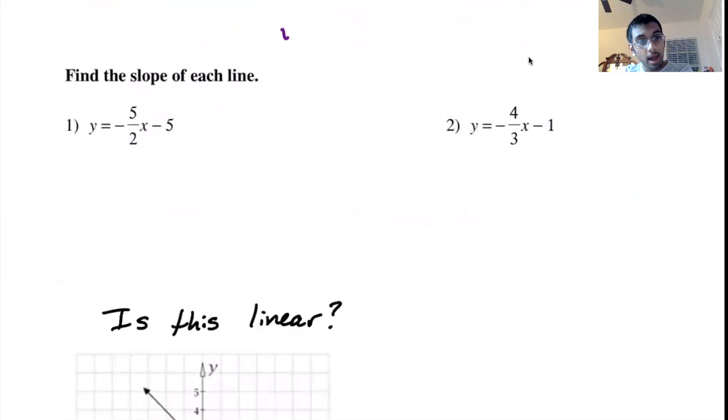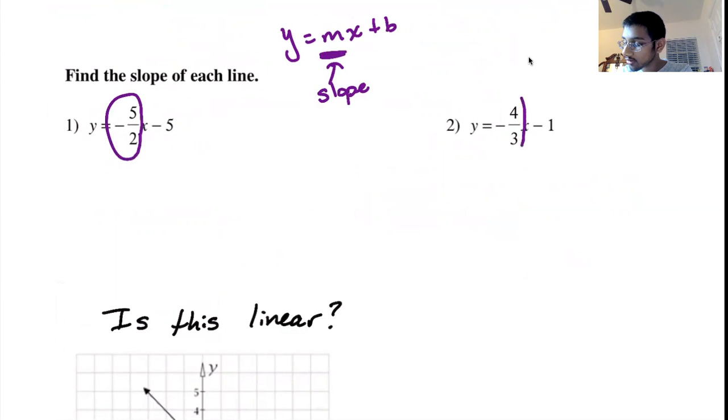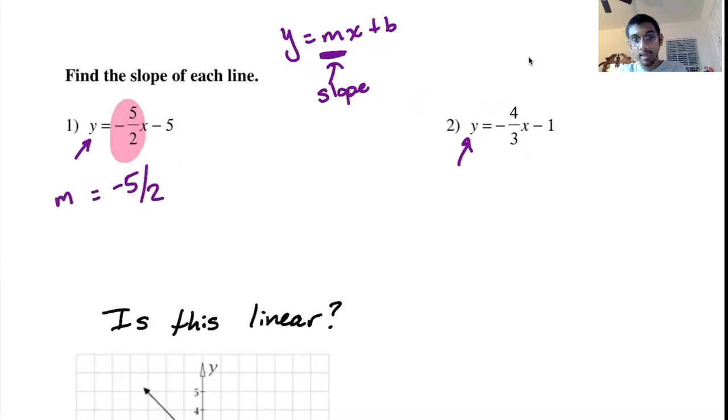So again, remember y is equal to mx plus b, where m is the slope. Essentially what this is telling me is that the number in front of the x, when y is on one side of the equation, the number that I've circled, is going to be our slope. So therefore, we can figure out that negative 5 over 2 is equal to m for this one, and negative 4 over 3, as we can see right here, is our slope for that side. So those are not too complicated. Just look at the number in front of the x when it's in this form.